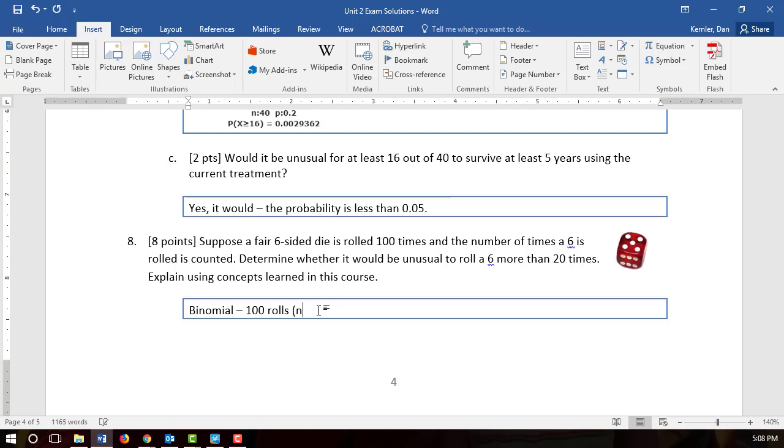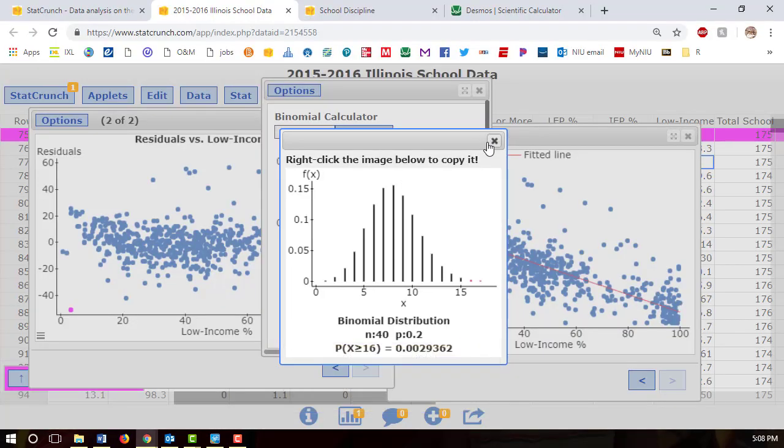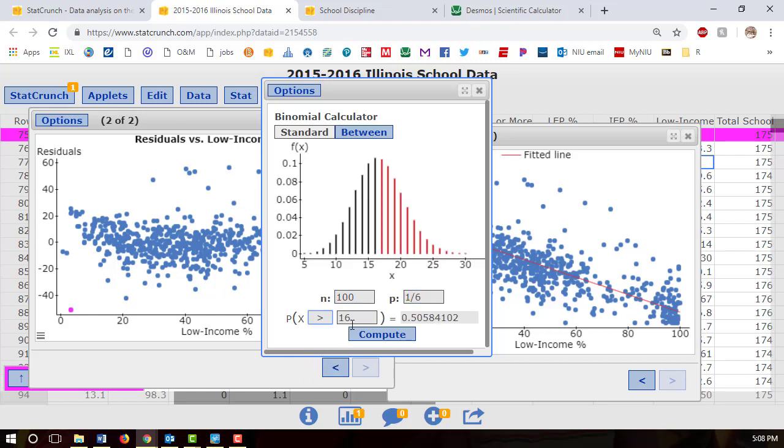100 rolls, that's n is 100. And p would be the probability of success, which is a 6, would be 1 out of 6. And we want to find the probability that x, the number of 6s, is greater than 20. And so that'll be binomial again. We have n, and we're doing 100 rolls. Probability is 1/6. We want to find the probability of getting more than 20 6s.